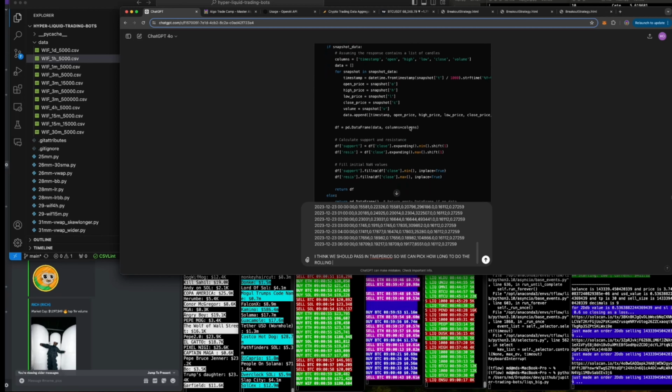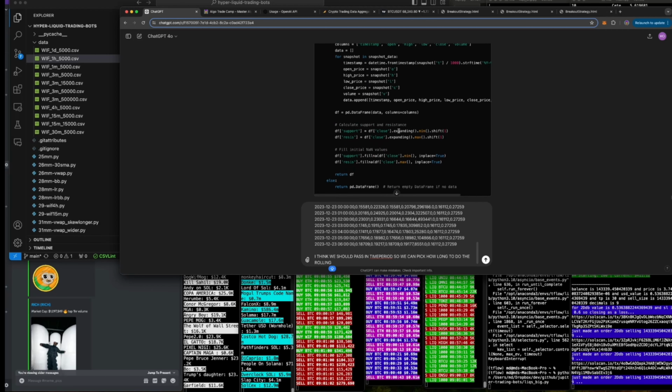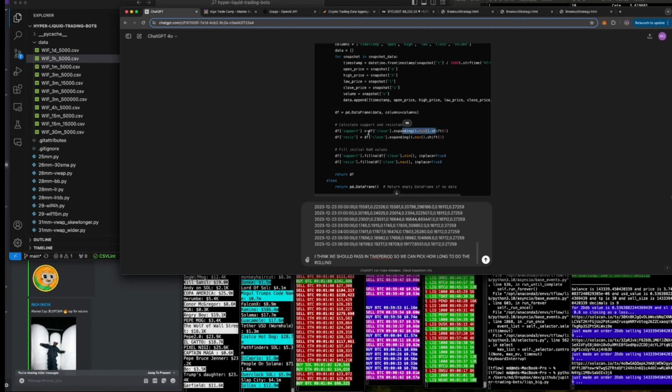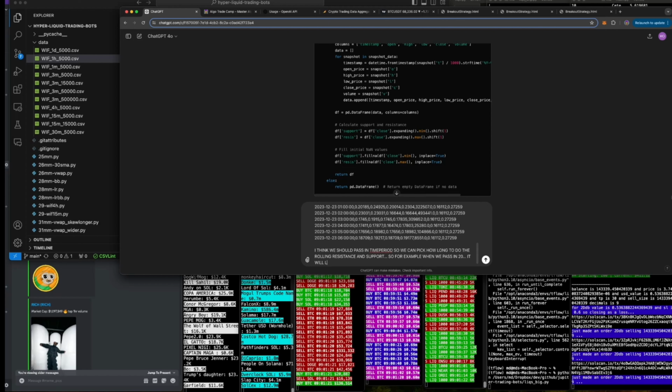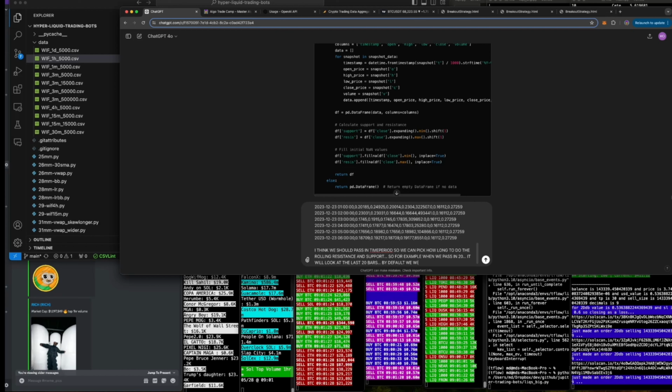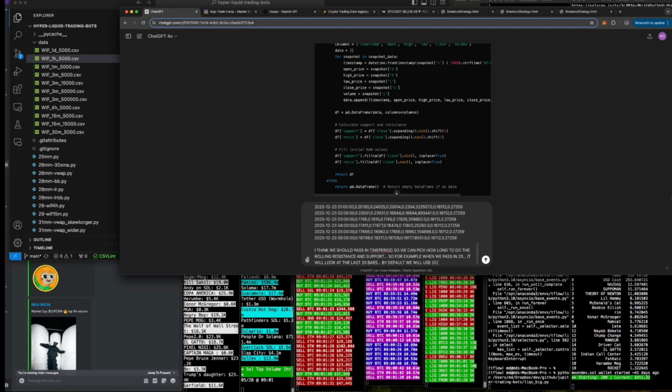Where is this even rolling at though? Calculate support and resistance, expanding dot min, shift 1. Rolling average, or not, the rolling resistance and support. So for example, when we pass in 20, it will look at the last 20 bars. By default, we will use 20, but can pass in anything.